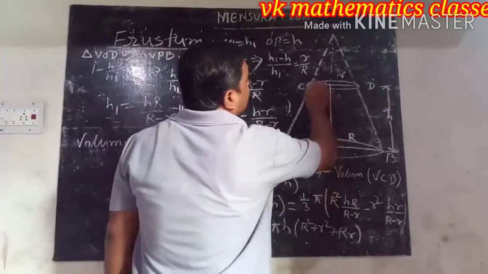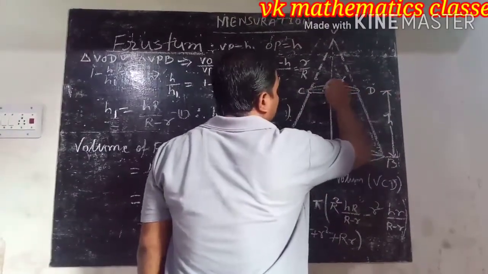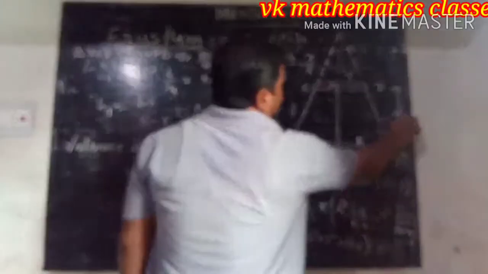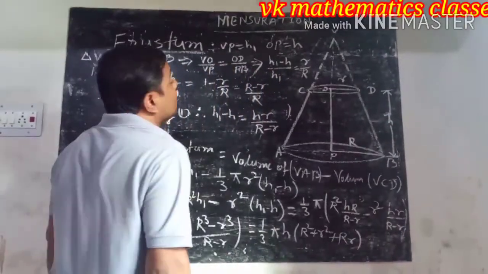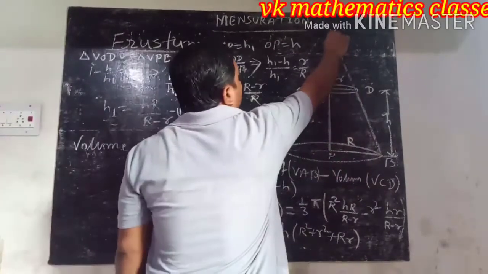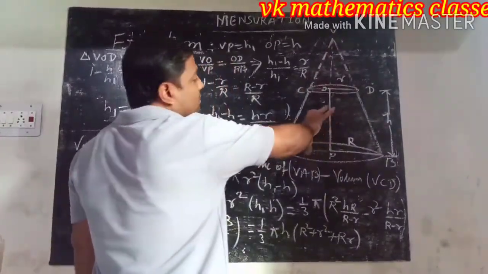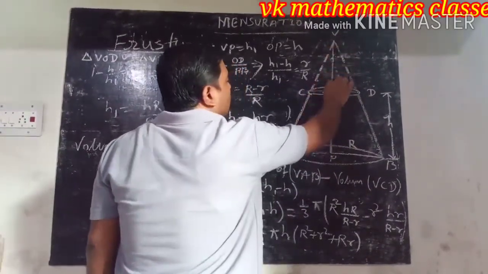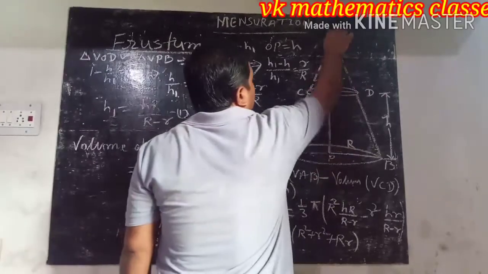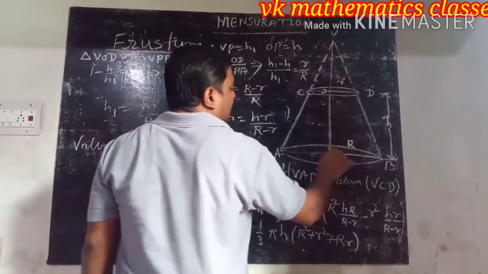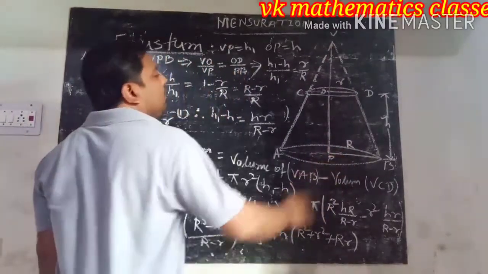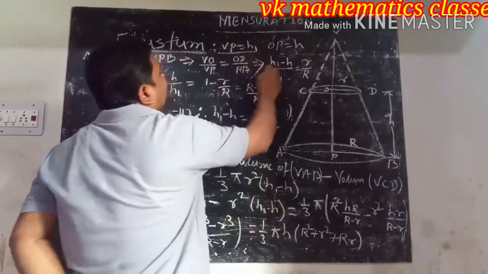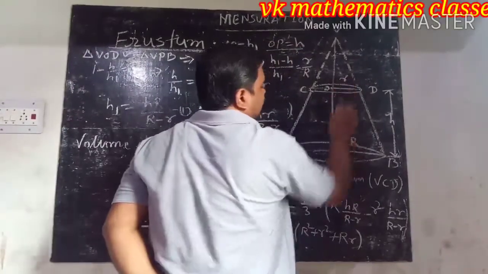First of all, the height OP, that is the height of the frustum, is h. Let us suppose that the height of the cone from which this frustum is taken is h1. So the height of the cone, that is VP, is equal to h1, and OP is equal to h.